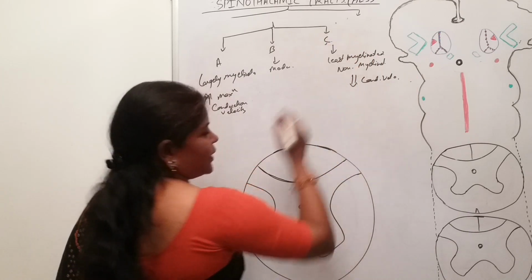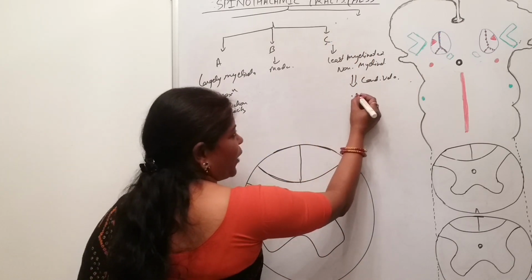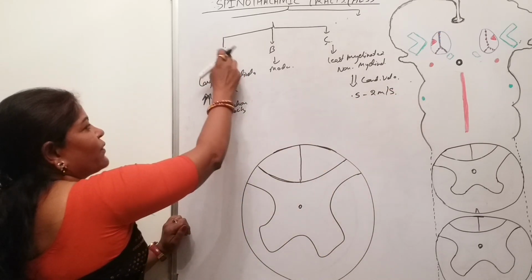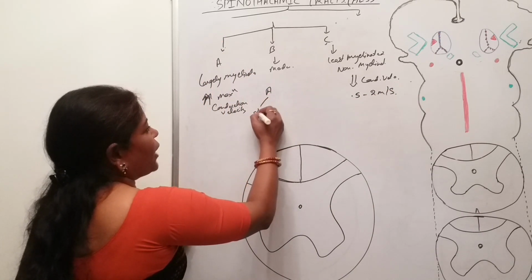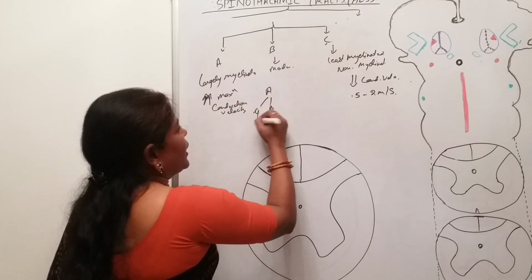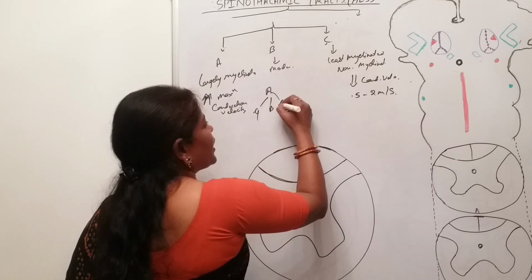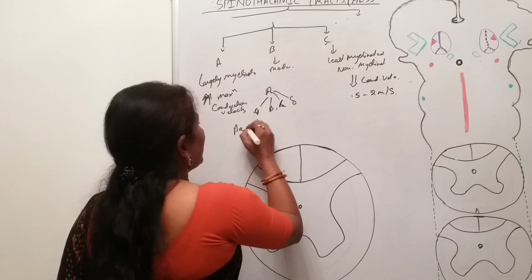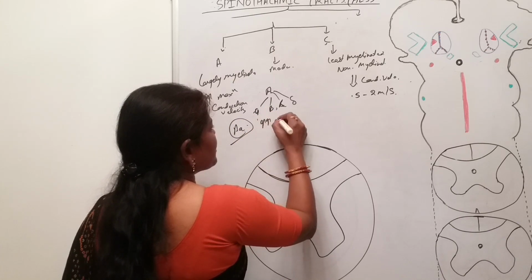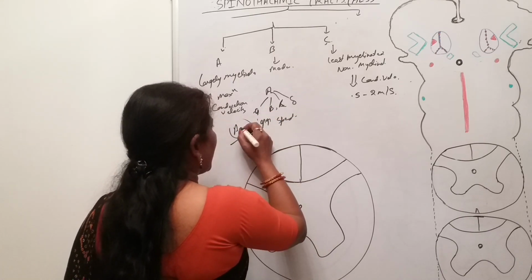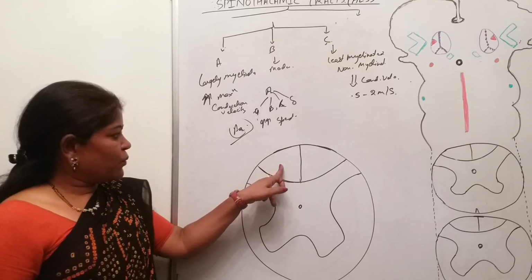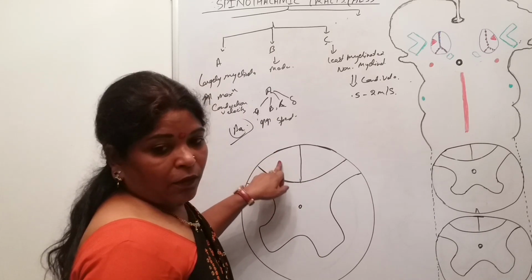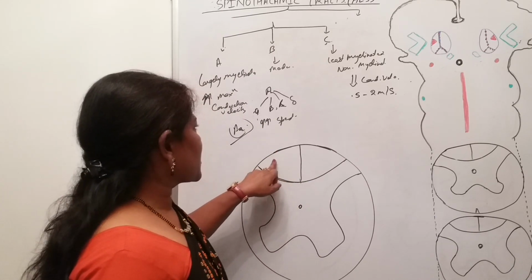In the C fibers, the rate of conduction ranges from 0.5 to 2 meters per second. And here again, the A fibers are divided into alpha, beta, gamma and delta. A alpha has the maximum speed, and the A alpha fibers are present in the posterior column, that is the dorsal column medial lemniscus pathway, okay.